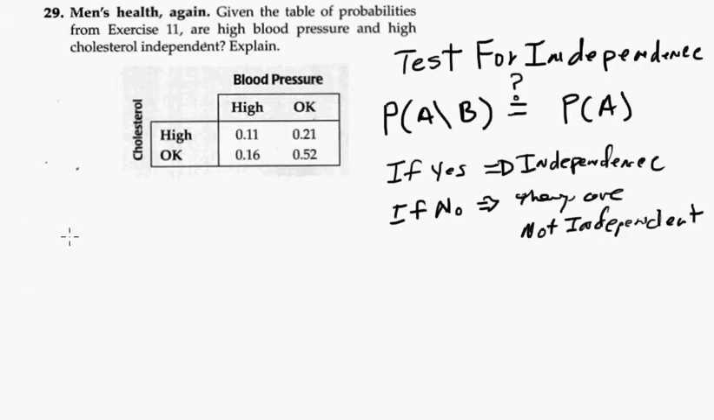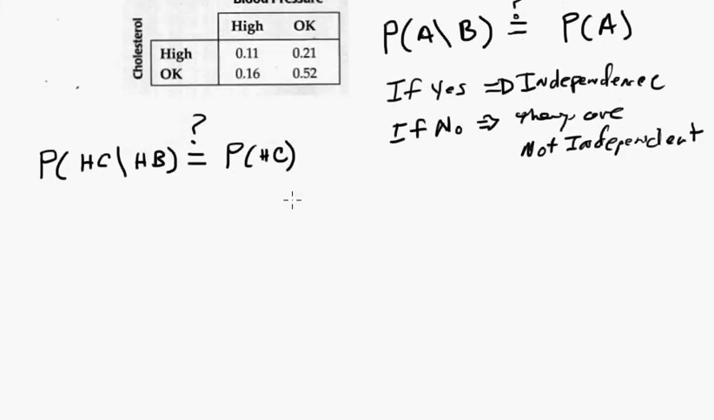I don't even think it matters where you start, but what I was thinking is, what's the probability of having high cholesterol given you have high blood pressure? And then let's ask, is that equal to the probability of high cholesterol? So if they match, then we'd say they're independent.